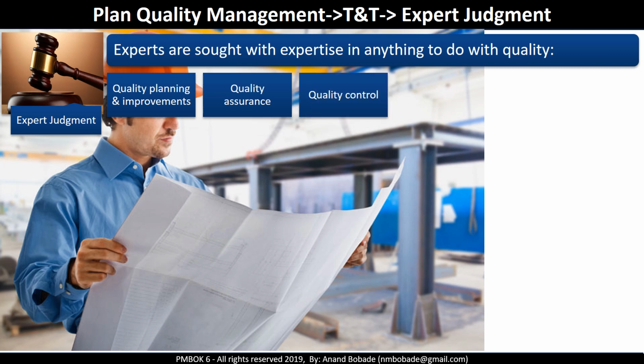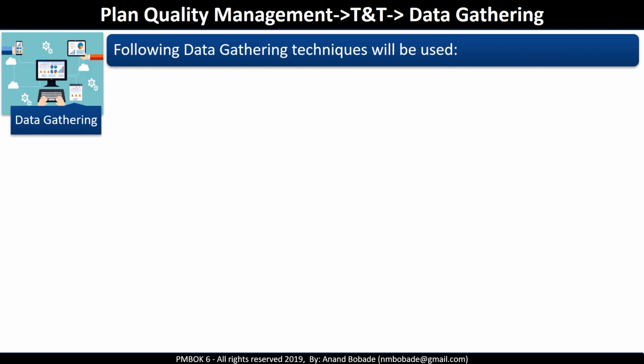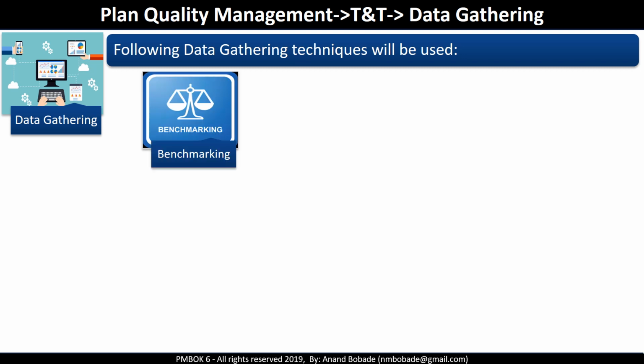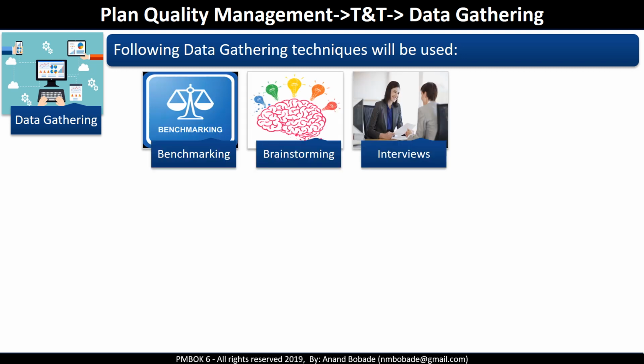Quality control. Knowledge about quality control to ensure testing is done properly and quality outcome fulfills the project criteria, as well as experts with the knowledge of various quality systems. Data gathering. Some of the data gathering techniques used to gather data regarding quality are benchmarking, brainstorming, and interviews.